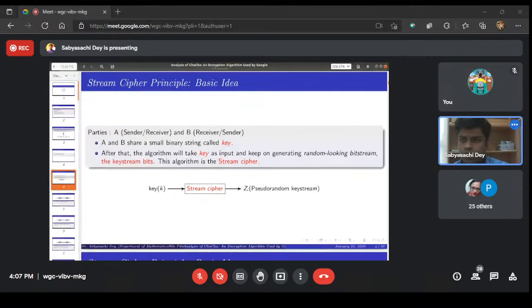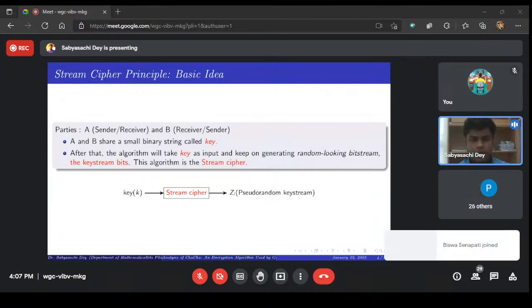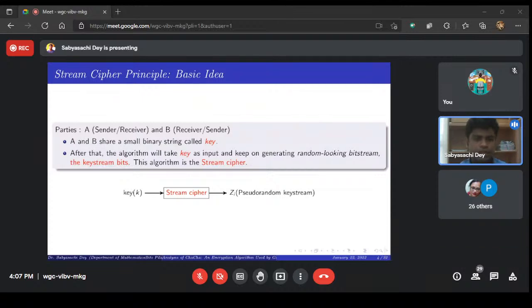This Zi is called the pseudorandom key stream. Pseudorandom because it's not actually random, because it is coming from a cipher, some algorithm is used. But it is pseudorandom because apparently if somebody looks at this sequence, he will not be able to figure out any pattern in this Zi. So this is what the stream cipher does. It takes the key as input and Zi as output. Now the stream cipher algorithm is available to everyone, but the key is a secret. So only those who have the key, that means the sender and the receiver, can generate the Zi and nobody else.